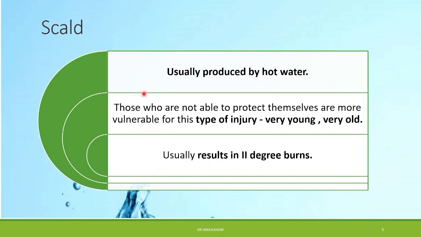The most vulnerable people are the very young and the very old. This type of injury is common in very young children and maybe in older adults because they cannot protect themselves. Usually they come with a second degree burn. We will see what a second degree burn is.